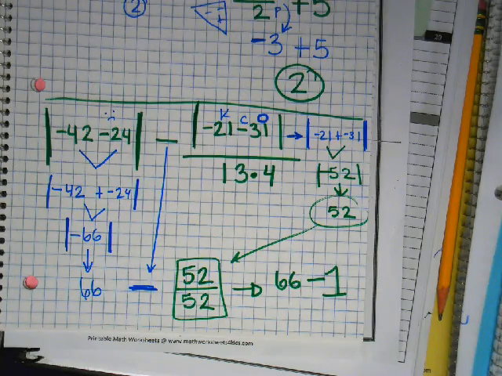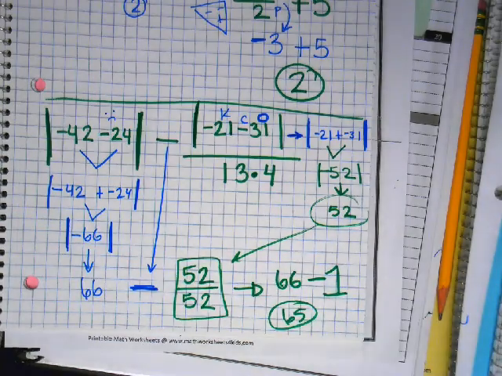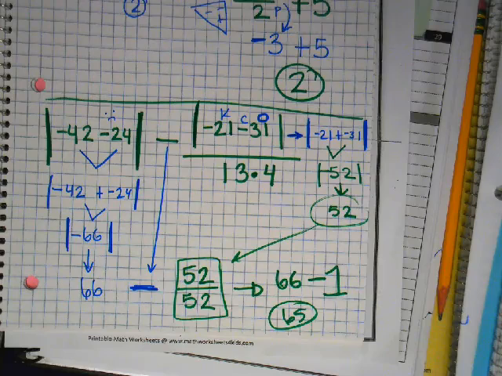Math. 66 minus 1? 65, I think. 65. Ooh, that's hard. How many problems did we do? We did 1, 2, 3, 4, 5. We did at least 5 problems in one problem. 5 problems or more. That's why it is confusing. It shouldn't be confusing if you were doing it with me.